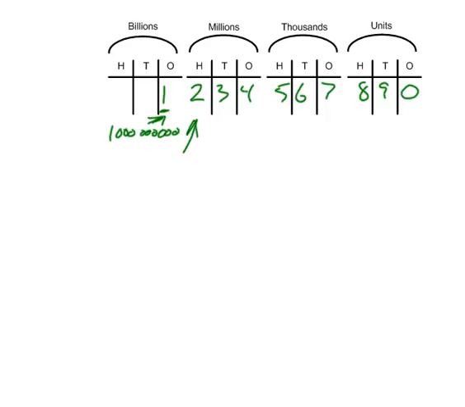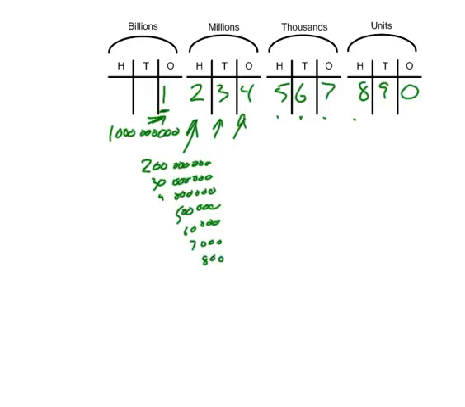Now what's the value of this digit? That digit is worth 200 million. This is worth 30 million. This digit is worth 4 million. That one, 500,000. 60,000. 7,000. 890 and 0. So we could actually stack all these things up.